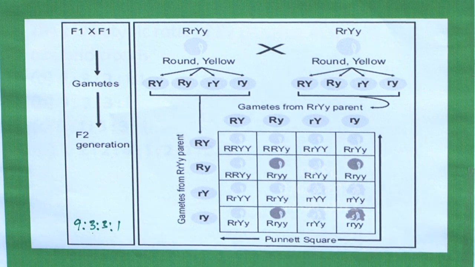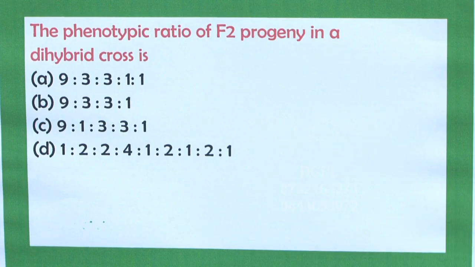Based on this, let us take up another question. The question goes like this: the phenotypic ratio of F2 progeny in a dihybrid cross is: option A, 9:3:3:1:1; option B, 9:3:3:1; option C, 9:1:3:3:1; and option D, 1:2, 2:4, 1:2, 1:2 and 1:1.